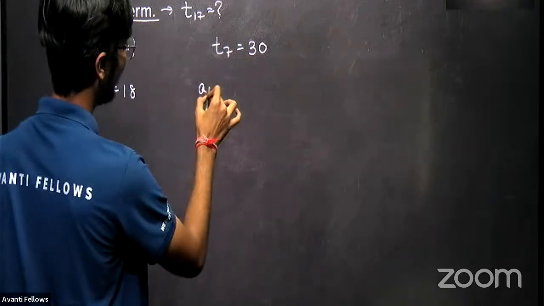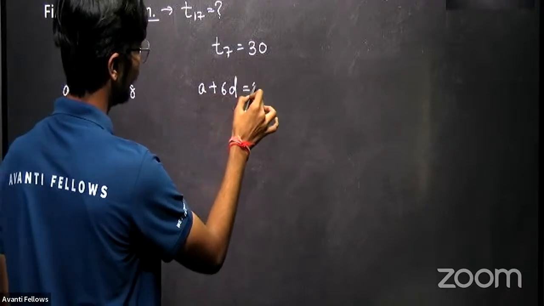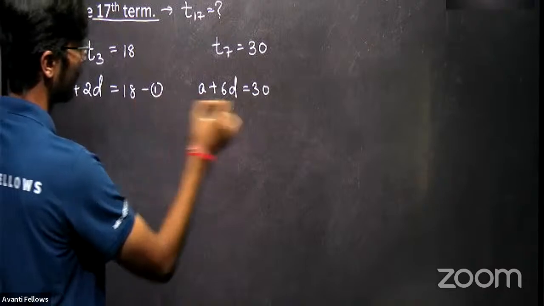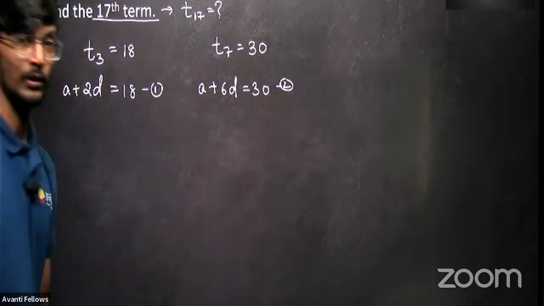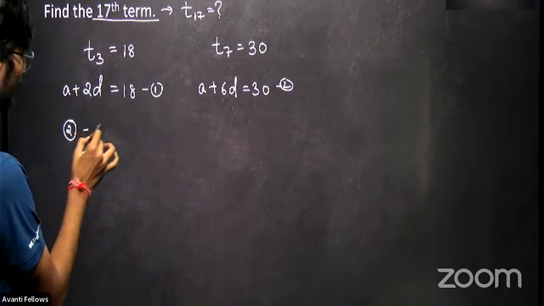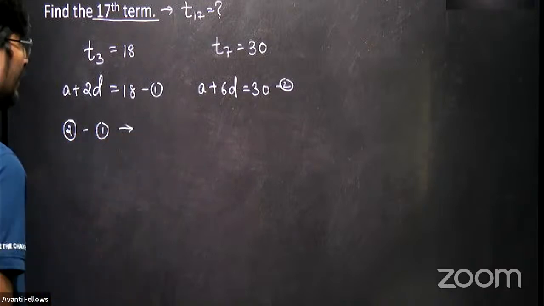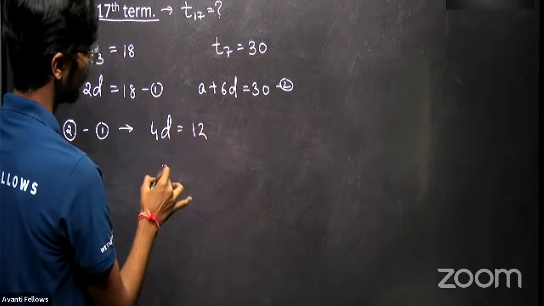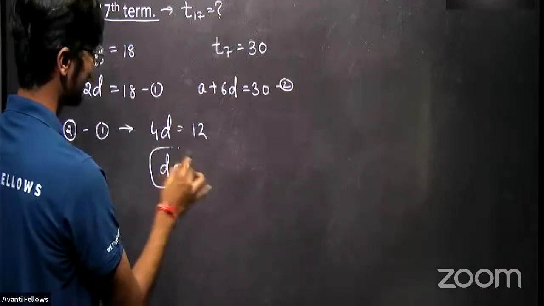Similarly, here I can write A plus 6D is equal to 30. Equation number 1 and equation number 2. So if I subtract this, 2 minus 1, what will I get? Equation 2 minus equation 1 implies I'll get 4D is equal to 12. So I got D equals 3.